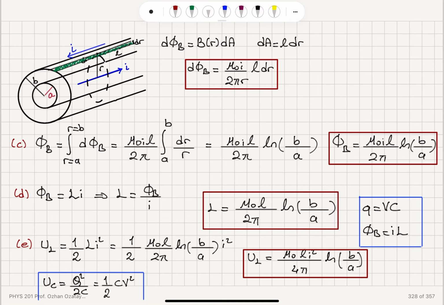Since the flux is inductance times the current, the inductance is simply the flux divided by the current here, and the energy stored is 1 over 2 Li squared, analogous to 1 over 2 CV squared in the case of capacitance, and that's basically the energy density we will find.